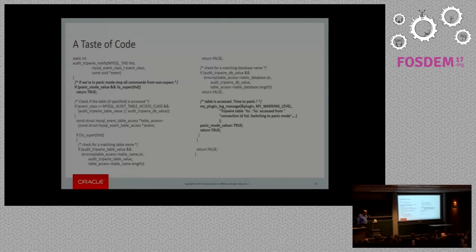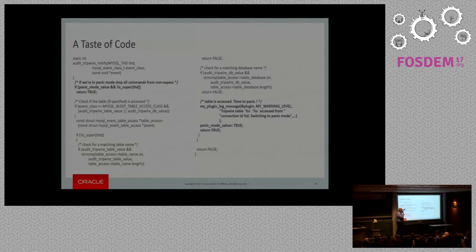So this is how the code looks. I hope it's not too small. Here are the important parts. This is an audit log plugin. This is the panic mode part. If it is in panic mode and you are not a super user, then it stops. It blocks you right there. This is the checking part right here. This is what triggers the condition.